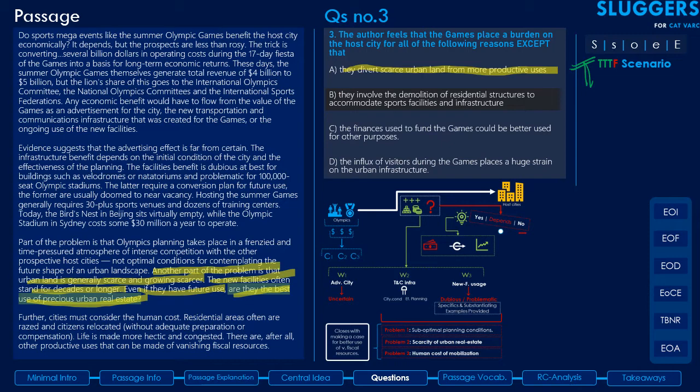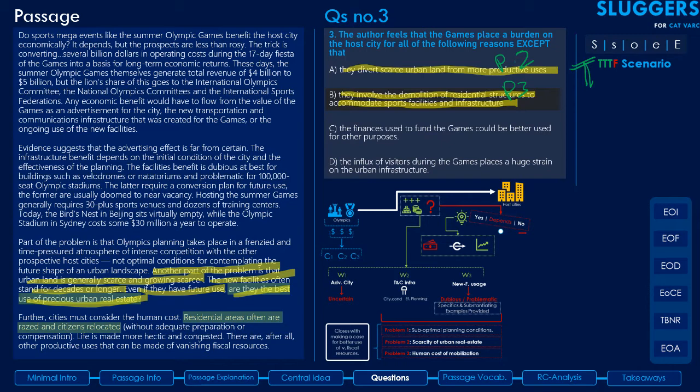The author feels that the games place burden on the host city because they involve the demolition of residential structures to accommodate sports facilities and infrastructure. Yes, that's exactly your problem number three, right? The first option was related to your problem number two. The first option related to problem two. I'm going to write P2 here, and the second option relates to problem number three here, which has been mentioned here. So the point of reference for this is right here, as you can see.